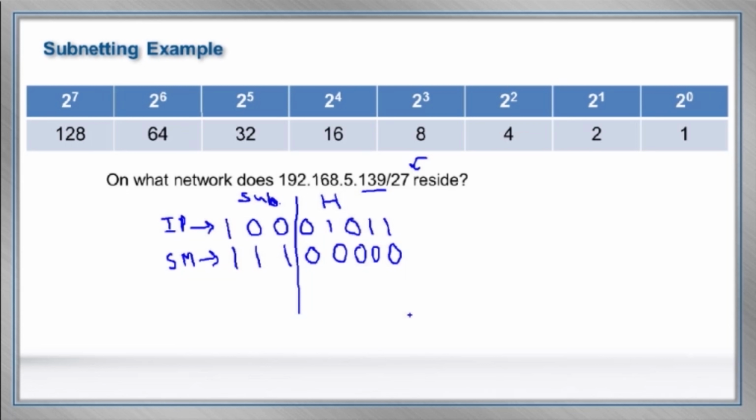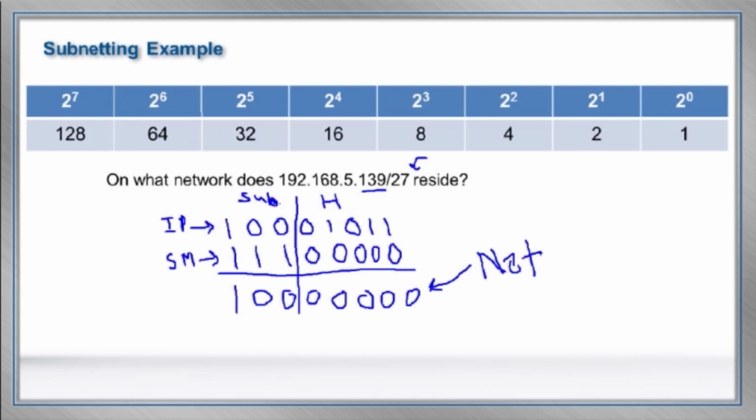Now, this question says, on what network does 192.168.5.139 reside? What network does this particular host reside on? Well, we can figure this out with this neat ANDing process. 1 times 1 in this first bit position here is 1. 1 times 0 is 0. 1 times 0 is 0. 0 times 0 is 0. 1 times 0 is 0. 0, 0, 0. You get the idea? And this right here, folks, after you get done ANDing, this is the network we reside on. Take this and convert it back to decimal, and we have our answer, don't we?